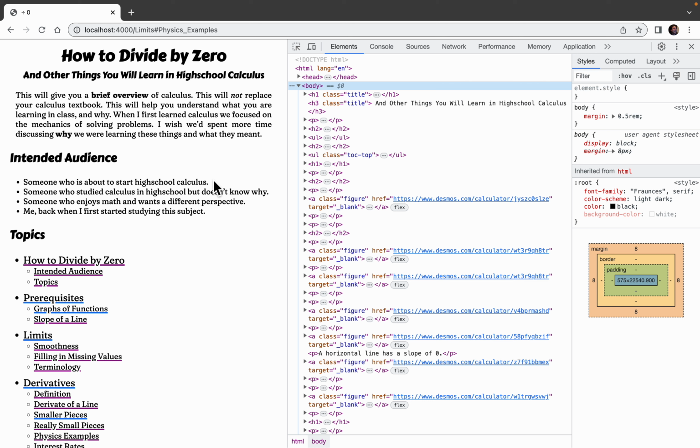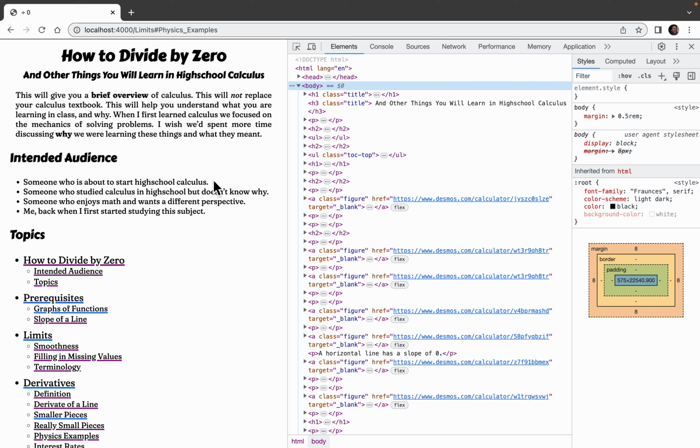This will give you a brief overview of calculus. This will not replace your calculus textbook. This will help you understand what you are learning in class and why. When I first learned calculus, we focused on the mechanics of solving problems. I wish we'd spent more time discussing why we were learning these things and what they meant.